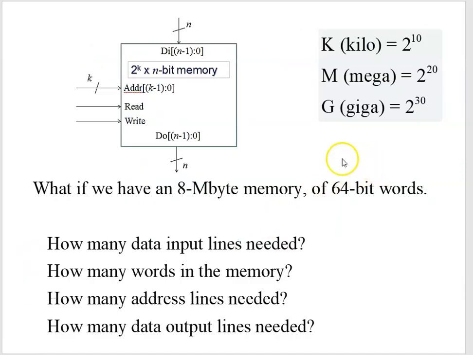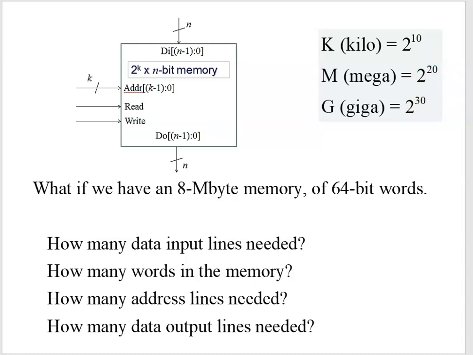So let's look at this example here, and let's just review. K is a kilo, that's 2 to the 10. M is a mega, that's 2 to the 20. G is a giga, that's 2 to the 30. So we want to remember our powers of 10.